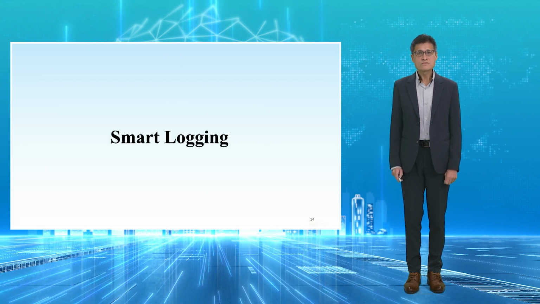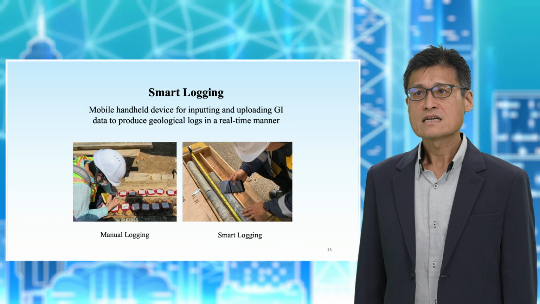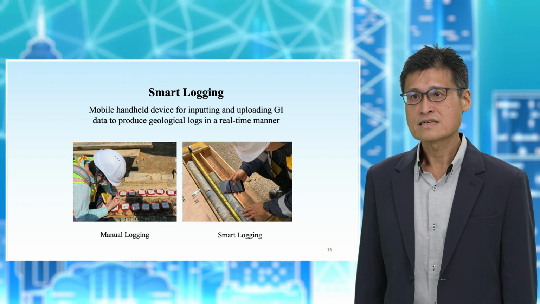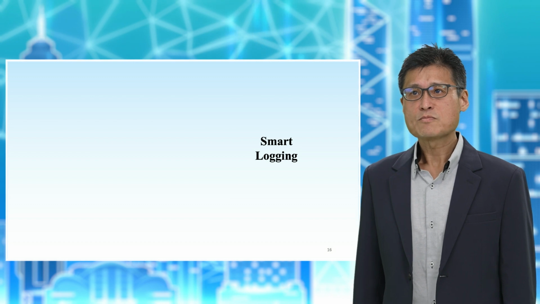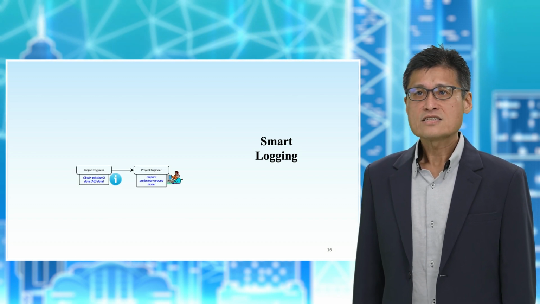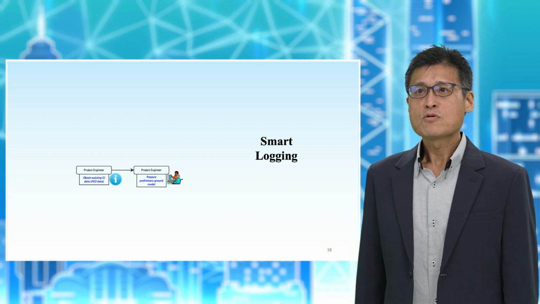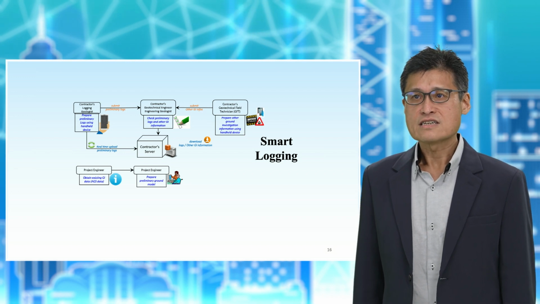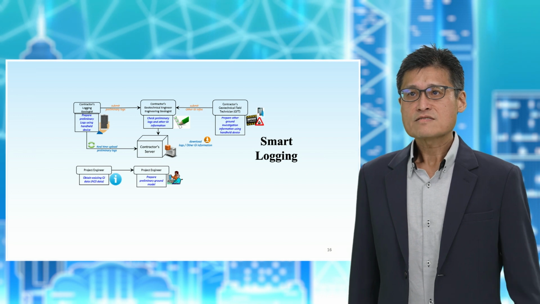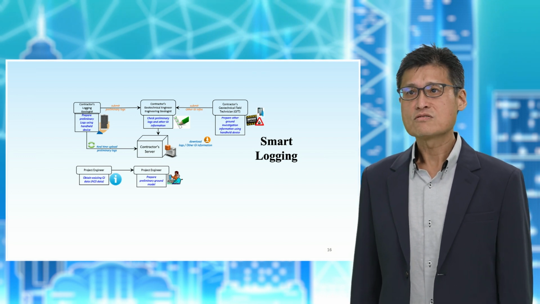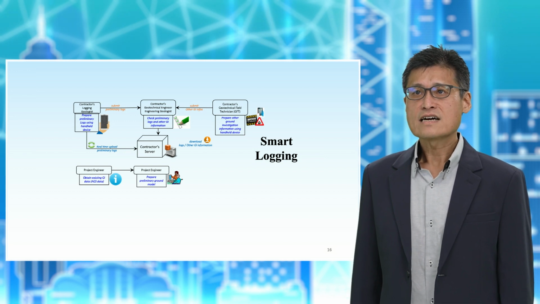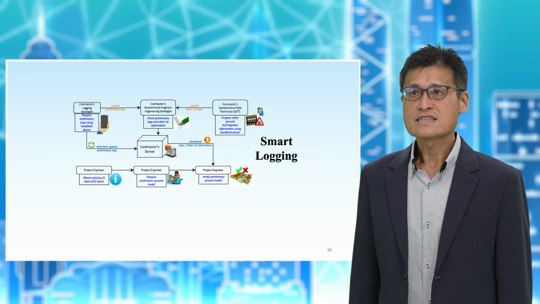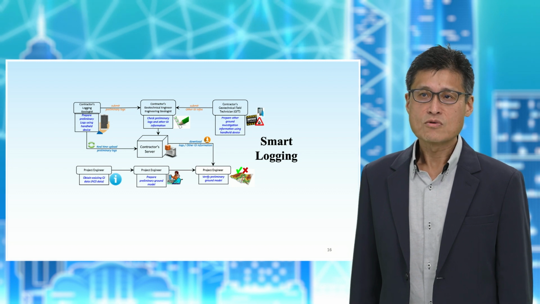To tackle the above issue, the smart logging approach is proposed. In this approach, we use mobile devices to generate geological logs in a real-time manner. Let me explain the principle of this approach. All existing GI data can be retrieved from the G-info. The project engineer can use the existing data to form a preliminary ground model before ordering GI. Geologists and site staff use mobile handheld devices to input geological and other GI data, and these data are then uploaded to the server or cloud. At the same time, the project engineer can download the data to refine the geological model.